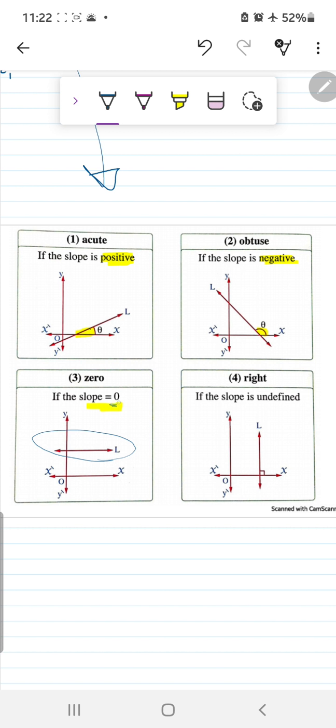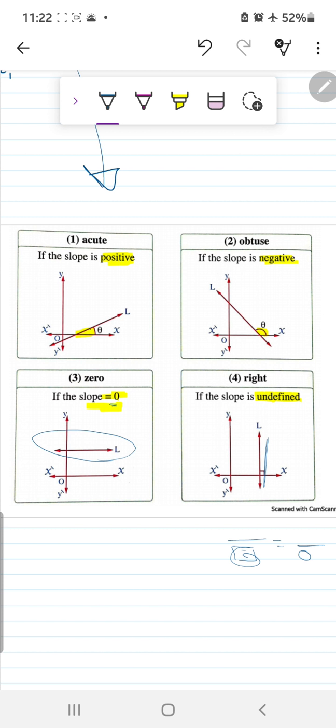So the slope here will be 0, and the slope will be undefined if we have a straight line parallel to the y-axis. Why? Because we have the same value of x in the denominator, so x minus x, the same value, will be 0, and anything over 0 is undefined. Okay, we have no value.